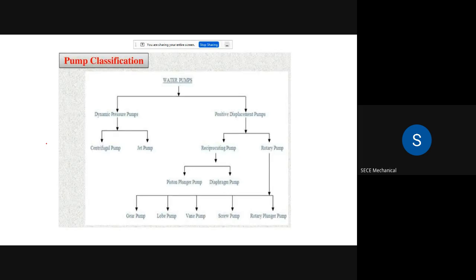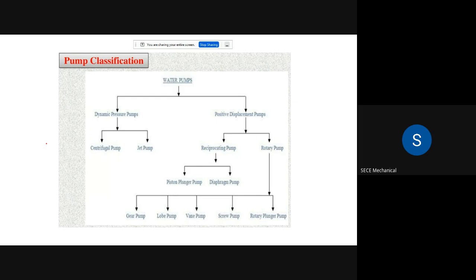There are two general classifications of pump. One is dynamic pressure pump and the other is positive displacement pump. The term positive displacement pump அப்படிங்கிறது வந்து பார்த்தீங்கன்னா we are changing the cross section or trapping. Let me see that in the next slide.